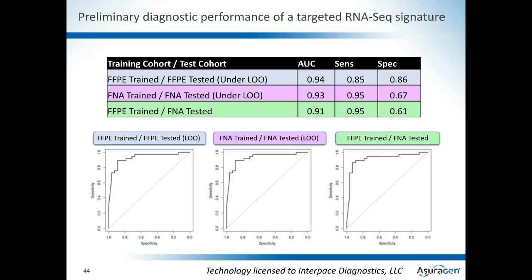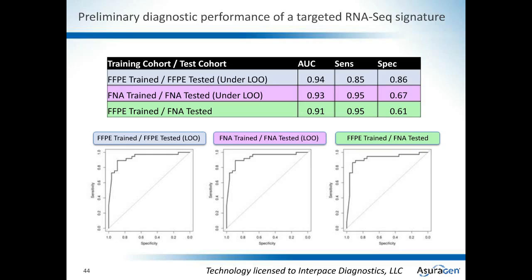And this finding is not actually that surprising, given the fact that about half of this cohort was used to perform the initial diagnostic biomarker selection. So there is a bit of bias baked in there. The second classifier that we built was trained on the FNAs and then tested on the FNAs under leave one out cross-validation. And this result is actually telling us something quite interesting.